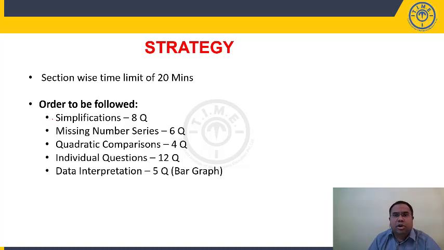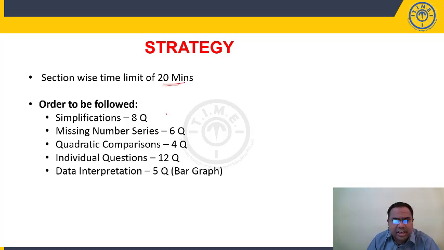So try to solve in this order. First, solve questions on simplification. If you go by the order we have been discussing in the last few mocks, then series, then quadratic comparison, individual questions, then data interpretation. While discussing each question, we may discuss whether it is easy or moderate, the level of difficulty. But with this 20 minutes for the section, you should divide the time ideally for each of these subtopics.